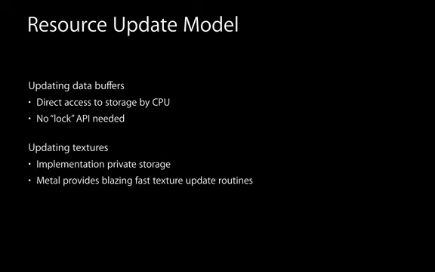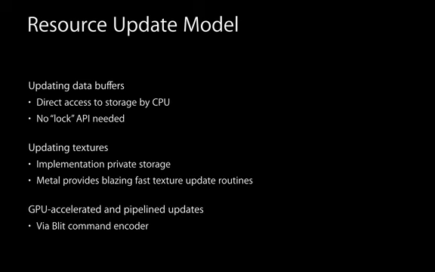And for textures, we have what's called an implementation private storage. Now, this doesn't mean that we're copying the data and moving it somewhere else. This simply means that we will reformat the textures for efficient rendering on the GPU. But we provide some blazing fast update routines in Metal to do that. If you need an asynchronous update routine for your textures, your buffers, you can do this via the BLIT encoder. And we'll talk in just a moment about how that works.